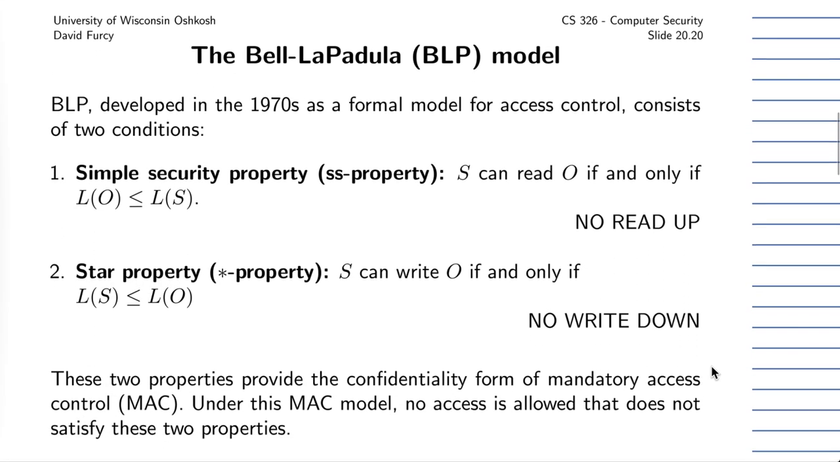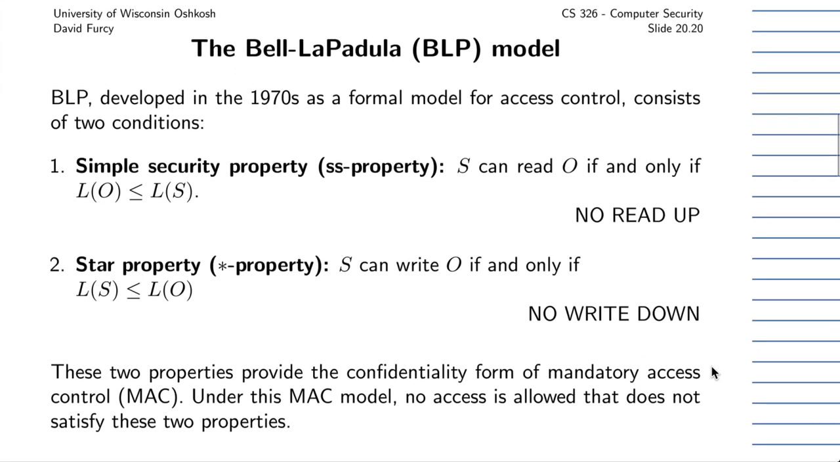So the model in question, that is the focus of this video, is the so-called Bell-LaPadula model, named after the two people who developed it in the 1970s, and we're going to call it the BLP model for short. This model establishes two formal properties that are important for access control. The first property is called the simple security property, sometimes called the SS property for short.